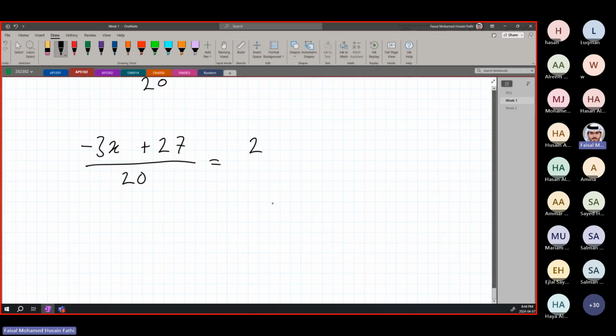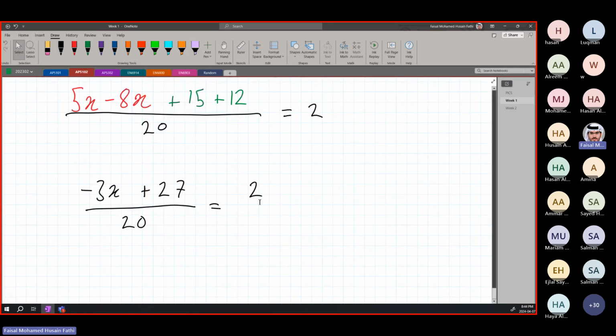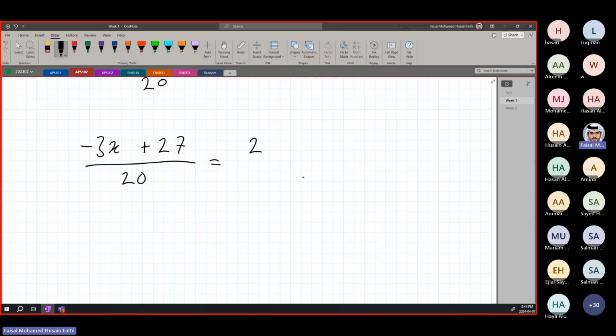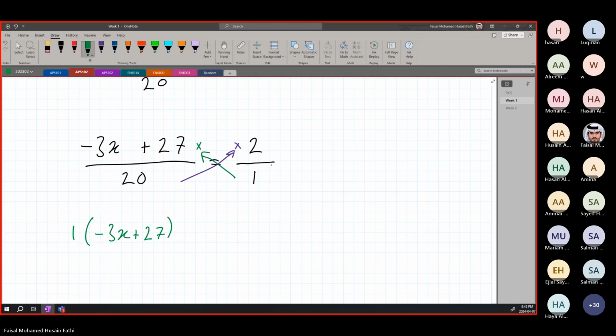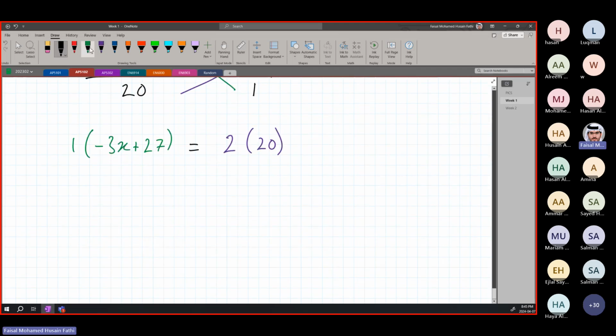Okay. Now we can cross multiply. When you see a constant or a number just by itself, with no fraction on the right side, it is simply the same as saying it's 2 divided by 1. It's the same exact thing. All right? And now we can cross multiply. So we're going to multiply this over here, and we're going to multiply this over here. So the left hand side is 1 times minus 3x plus 27, which is equal to 2 times 20. All right? Of course, 1 times anything is just the thing itself. So this is going to be minus 3x plus 27 is equal to 2 times 20 is 40.